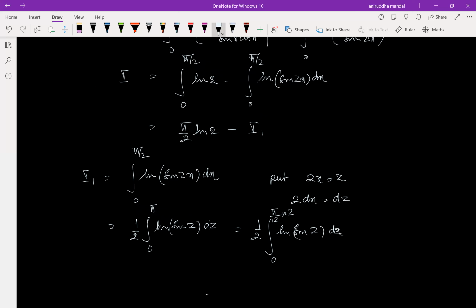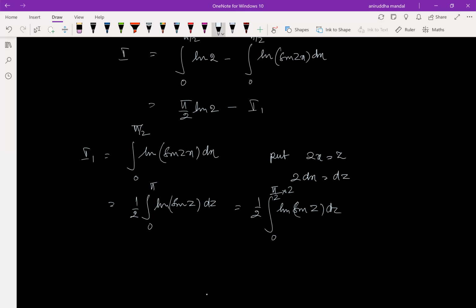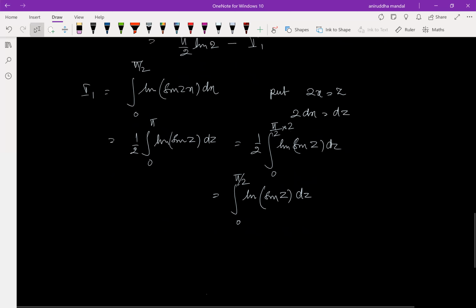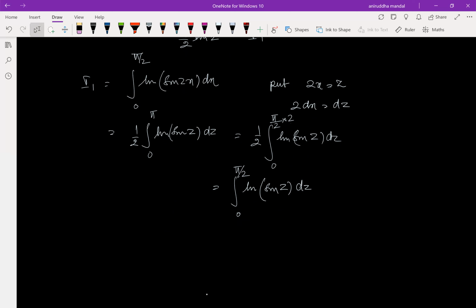Now this 2 will come down, so this half will get cancelled. So this is 0 to pi by 2 ln sin z dz. So this is again I1, which means we put this is I1. Okay, so I1 is 0 to pi by 2 ln sin. We apply the King's rule. So this is sin of pi by 2 minus z, so this is cos z.